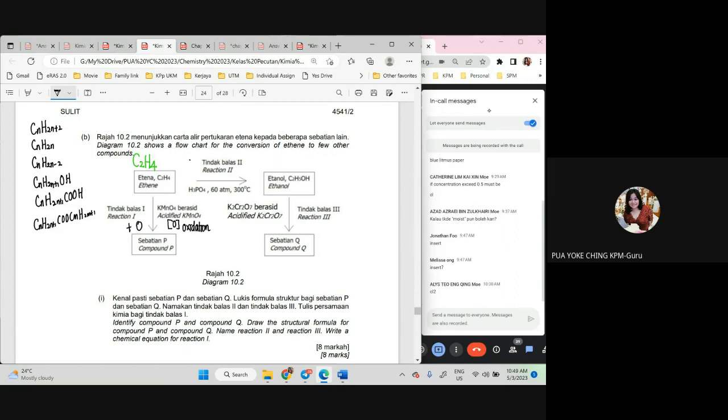Okay? Usually it's come from here to here. Dua ni. Ada O. So it's either ini atau ini. Bukan alkohol sebab alkohol tambah H2O. So P adalah carboxylic acid.